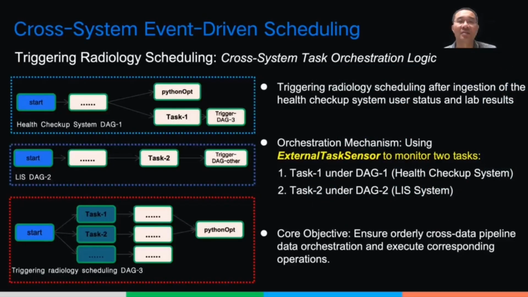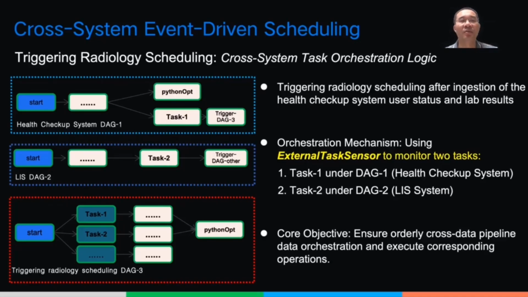Now look at our first scenario, cross-system event-driven scheduling. To enable this kind of orchestration across different systems, we implemented flexible event-driven DAGs. The key here is using operators like the external task sensor and the trigger DAG run operator.